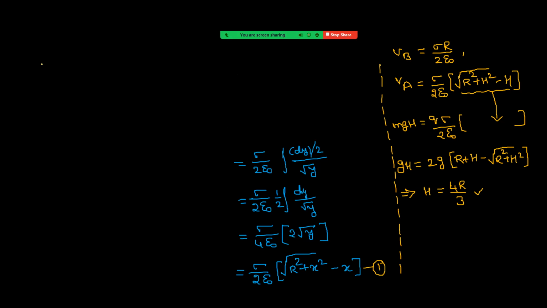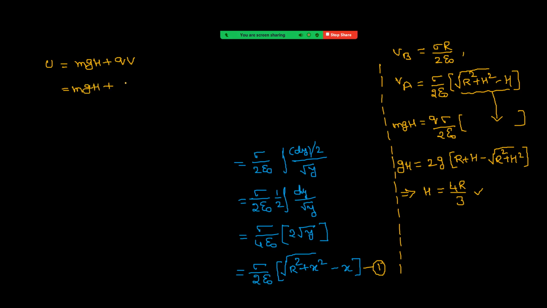Right. First of all, we want to identify where the equilibrium position is. For that, write down the potential energy as a function of height. It is mgh. That is the gravitational potential energy. Next, the potential energy because of the electric field. That is Q into V, right? Q into V, the potential.